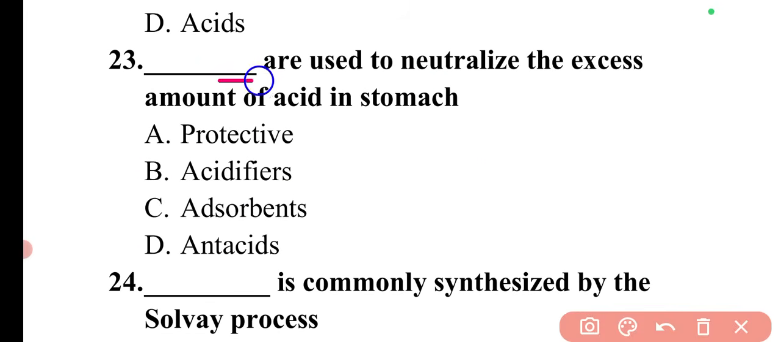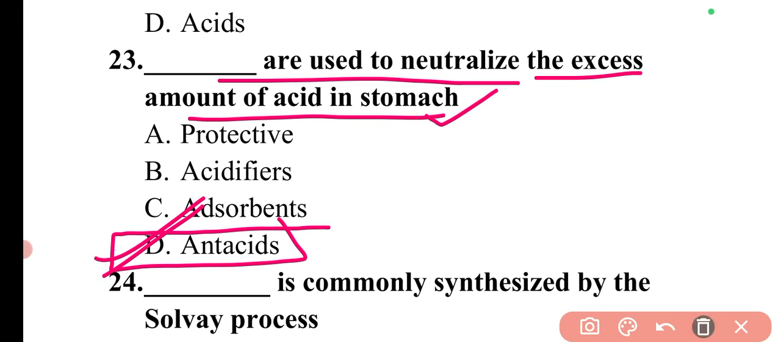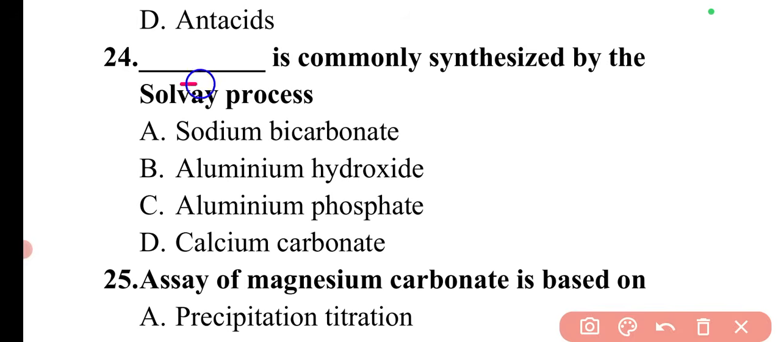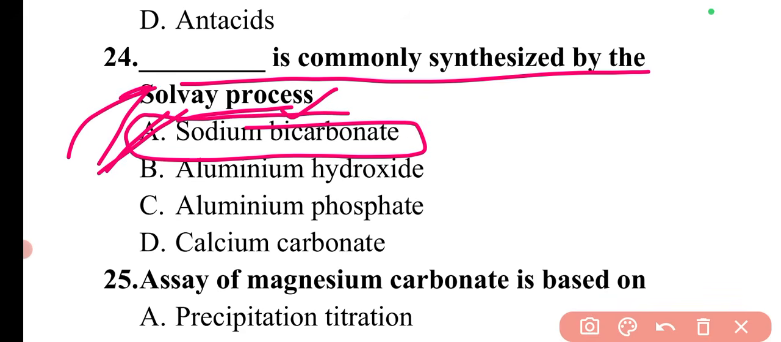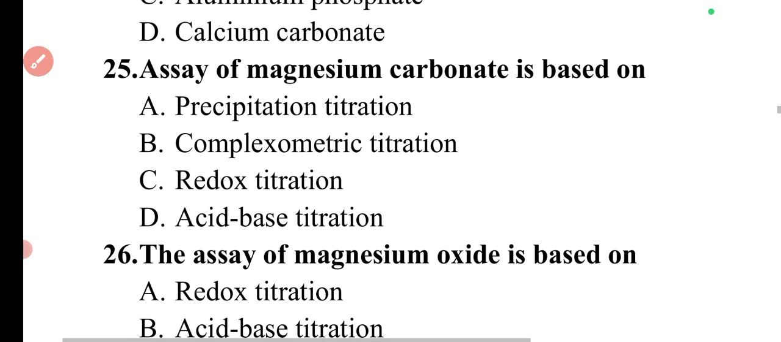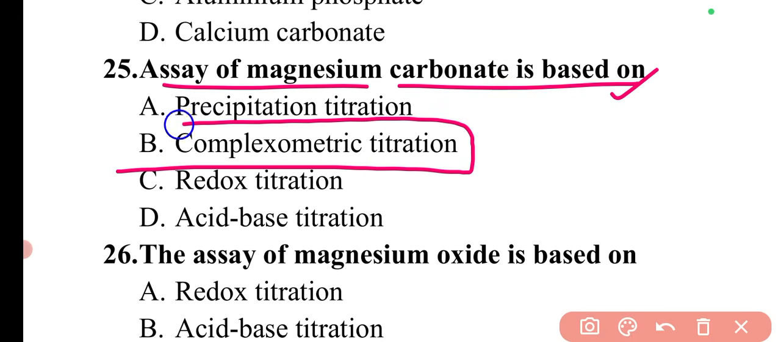Next question is, dash are used to neutralize excess amount of acid in stomach. So in order to neutralize excess amount of acid in stomach, we will use antacids. So here option D is correct. Next question is, dash is commonly synthesized by the Solvay process. So in the synthesis of sodium bicarbonate, the Solvay process is used. So here option A is correct. Next question is, assay of magnesium carbonate is based on. So basically the assay of magnesium carbonate is based on complexometric titration. So here option B is correct.